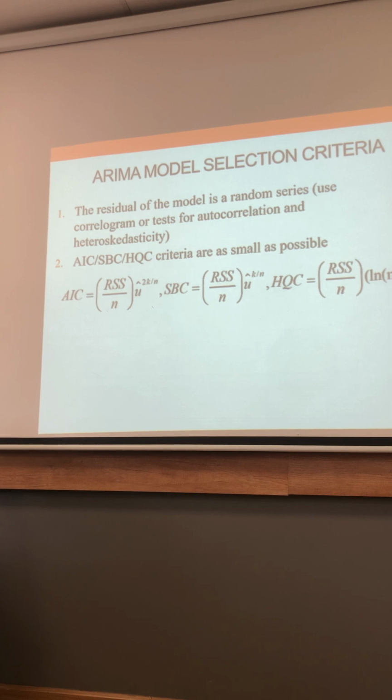Okay. Now, number two, the second criterion that we can use to evaluate an ARIMA model is the AIC, SBC, or HQ criteria. These are all built based on the forecasting error of the forecasting model, and because it is based on the forecasting error, the values of AIC, SBC, and HQ must be as small as possible. So the model which has the smaller value of AIC, SBC, and HQ will be a better one. All right.